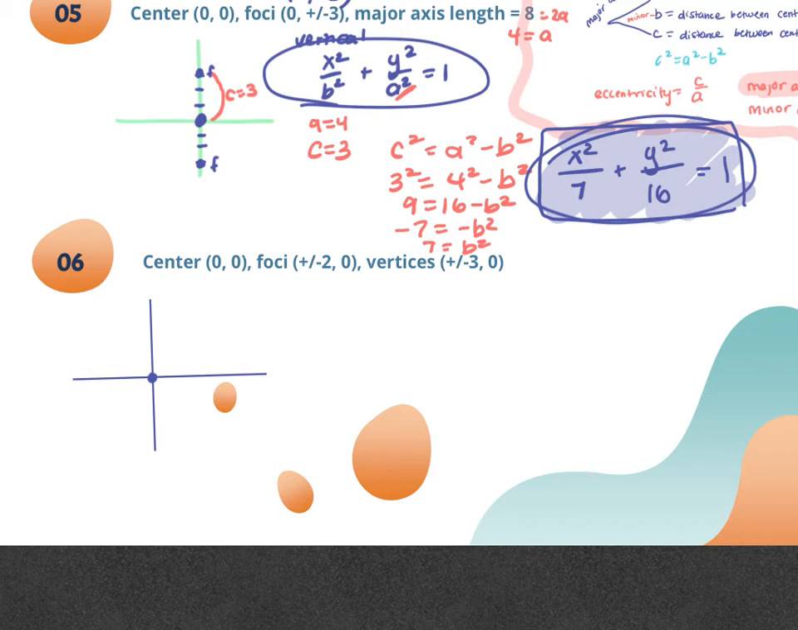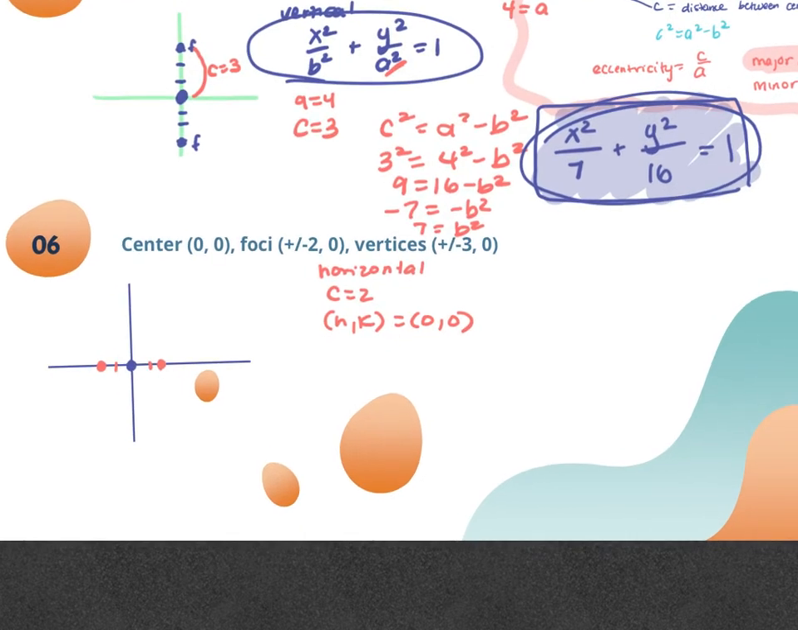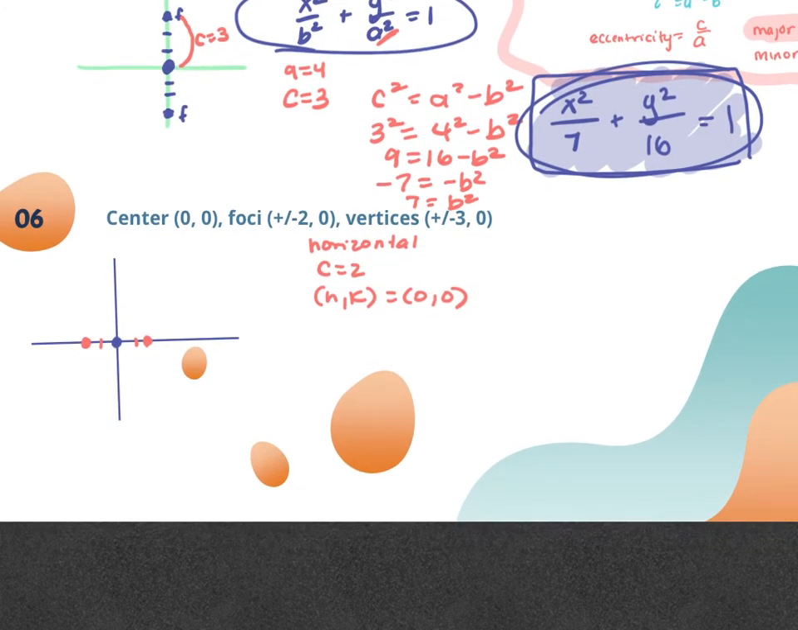All right, so 6, centers at 0, 0. Focus is positive 2, 0, negative 2, 0. So I'm moving to the right 2, and I'm moving to the left 2. And these are my foci. What can you tell me about this graph already? It's horizontal. What else? C is 2. My HK is 0, 0, right? The a squared goes under the x. Good. A squared goes under the x squared because it's horizontal.